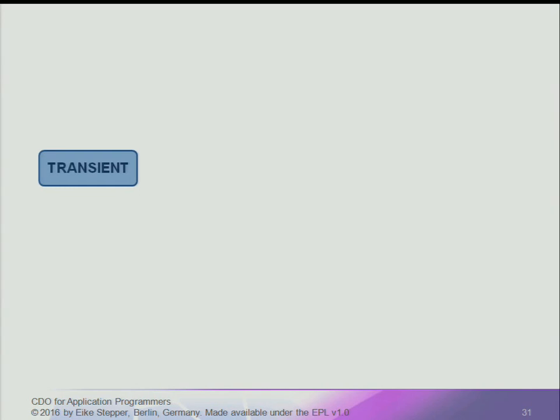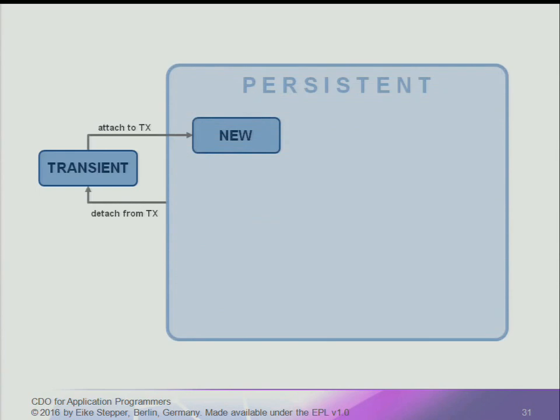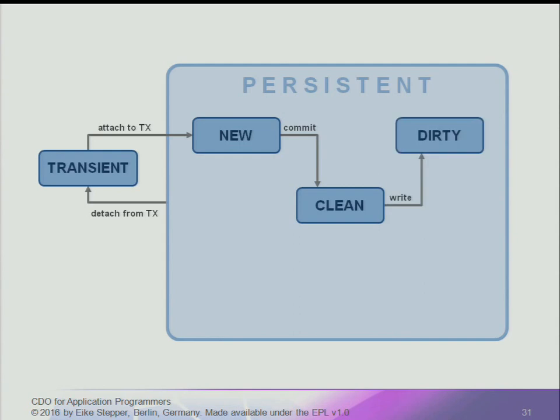This state is important because all objects, when you create them, so you pull them out of an EMF factory, are in state transient. The repository doesn't know about them. You need a transaction, a CDO transaction, and then you can attach this object to the already persistent tree, and it becomes a new object. When you commit that transaction, the object gets to clean state. When you call a setter on this object, it becomes dirty, and when you commit again, it's clean again.